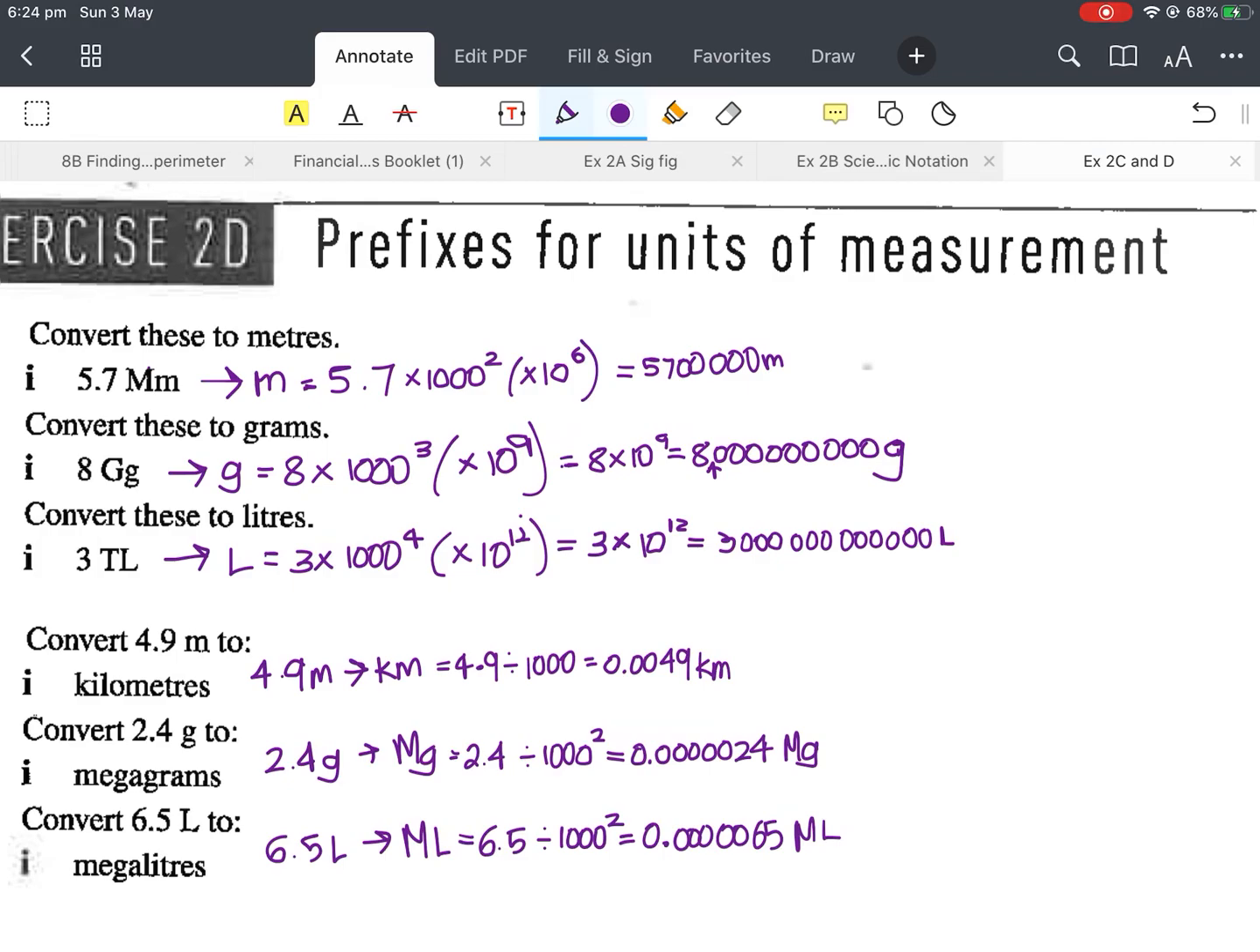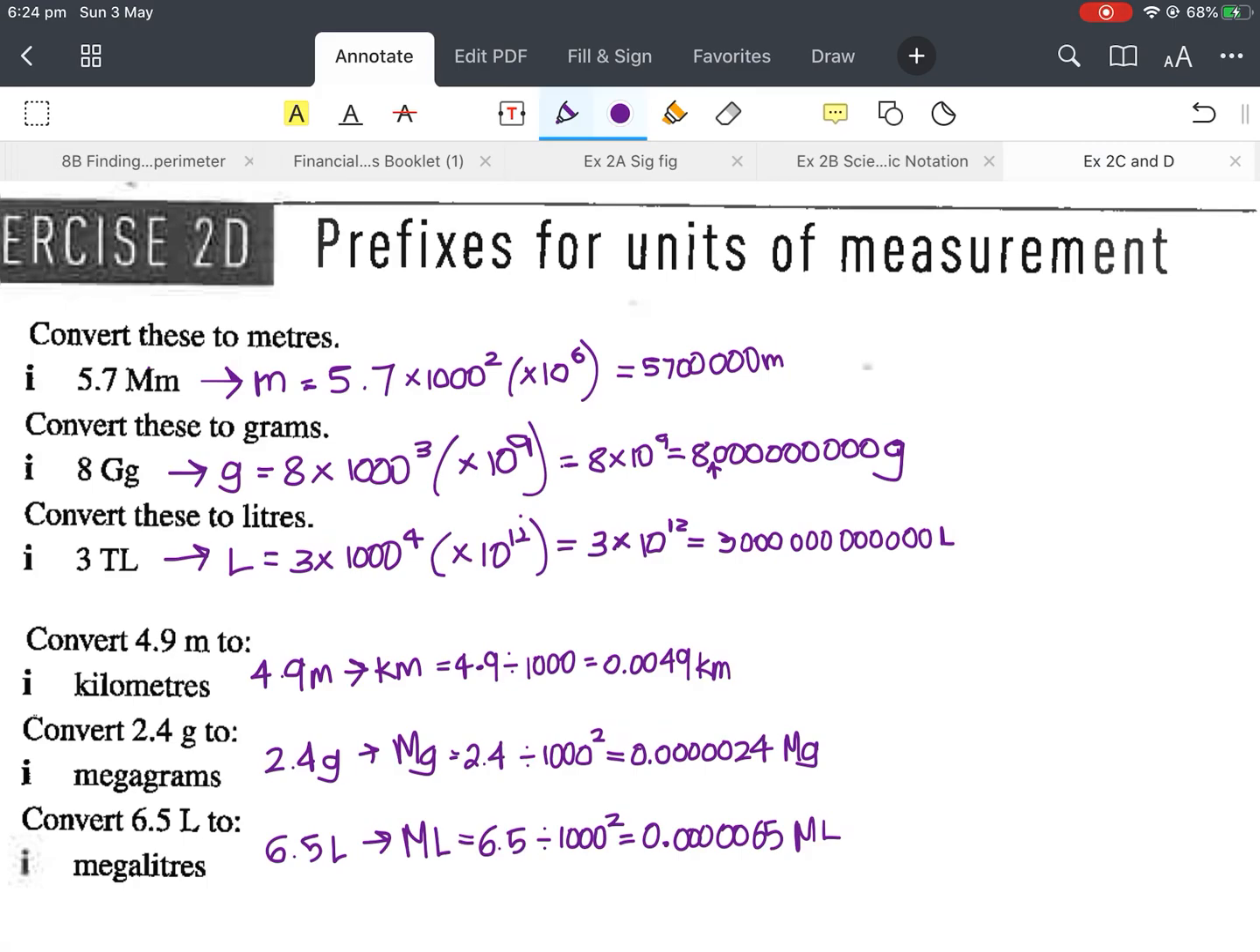Now I'm just going to talk you through these ones. You can look at the table yourself. To go from tera to litres, you are doing 3 jumps. Sorry, you're actually doing 4 jumps from tera to litres. Okay, so we're multiplying by 1,000 to the power of 4. I did that straight on my calculator.